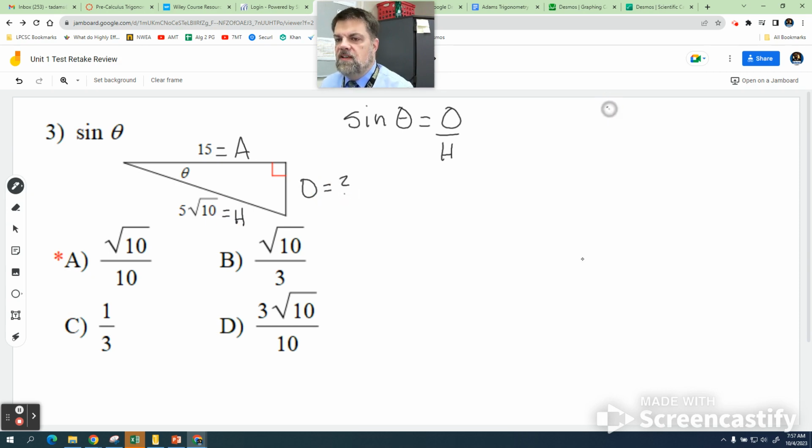So the Pythagorean theorem, you guys are used to seeing a squared plus b squared equals c squared. But now that you're in trigonometry, we're going to refer to that as O squared plus A squared. Right? The opposite squared plus the adjacent squared is equal to the hypotenuse squared. So let's plug in what we know. The opposite squared plus the adjacent squared, which is 15, is equal to h squared. Oh, this is fun. 5 times the square root of 10 squared.